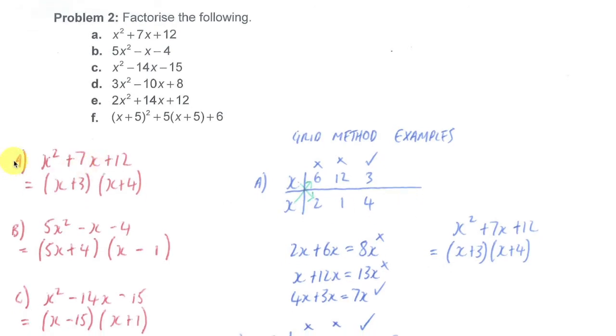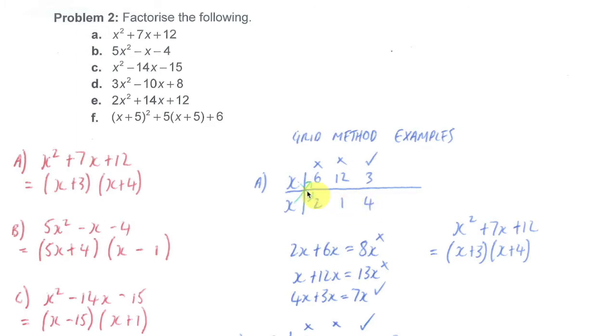So for the first one here, for A, I've got x squared plus 7x plus 12. I start off by setting up a grid. So I've just got that grid here. Just ignore the numbers and the variables at that stage. There's my grid. I then list the factors of the first term. In this case, it's x squared. So what are the 2 factors of that? X and x. So I have an x and an x. I then write down on the right-hand side of the grid all of the different combinations of the factors of positive 12. So I've got 6 and 2, 12 and 1, 3 and 4.